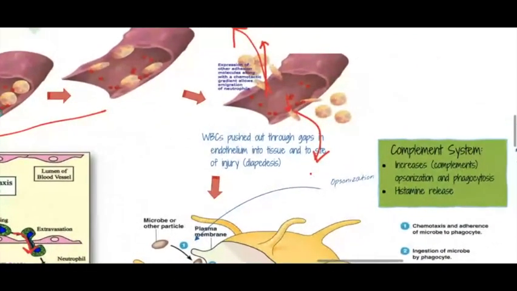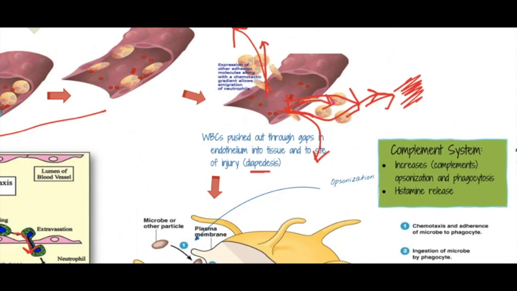The other thing I wanted to highlight is that this process of those white blood cells escaping through those gaps and moving to the site of injury, this whole process of going through the wall and to the injury, is called diapedesis. Okay, it's a part of extravasation. Extravasation just means outside of the vein, right? So it's moving outside of the vein.